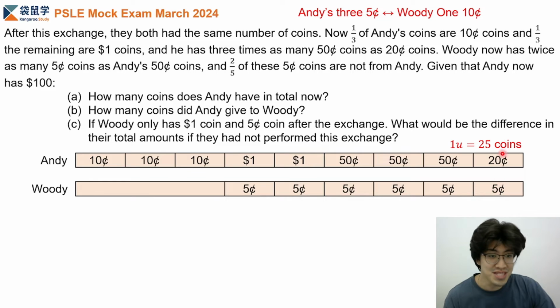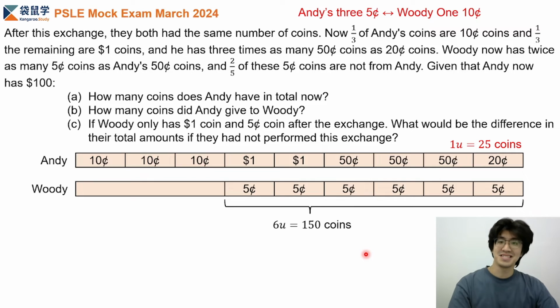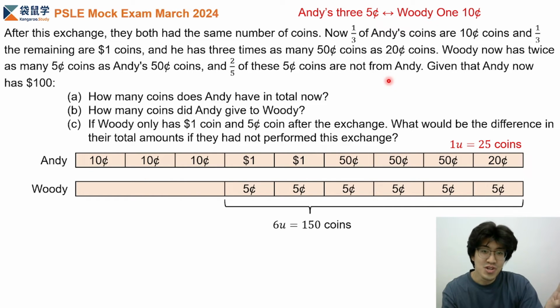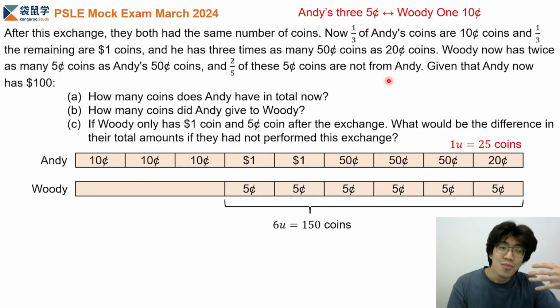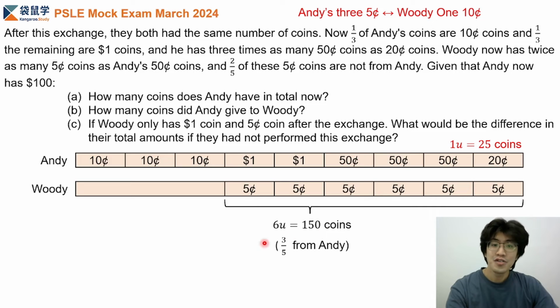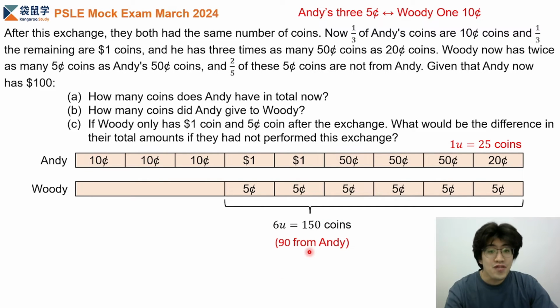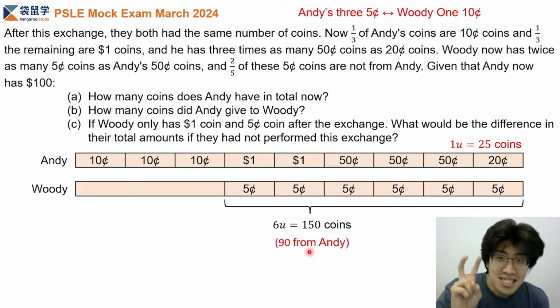Now, 1 unit is 25, so 6 units, this add up together to 150 coins. And now, out of these 150 coins, 2/5 of them are not from Andy, which means the 3/5 of it, the other part, must be from Andy. So, 3/5 of this is from Andy. So this is very simple. I simply take 150 times 3/5 to get 90. So from here we can see, out of these 150 coins, 90 is from Andy. Alright, so that's the second part done.